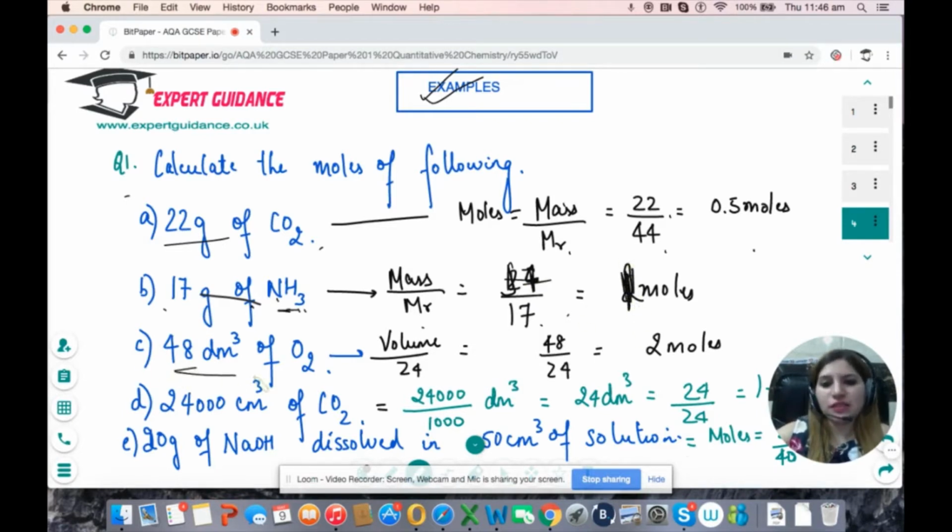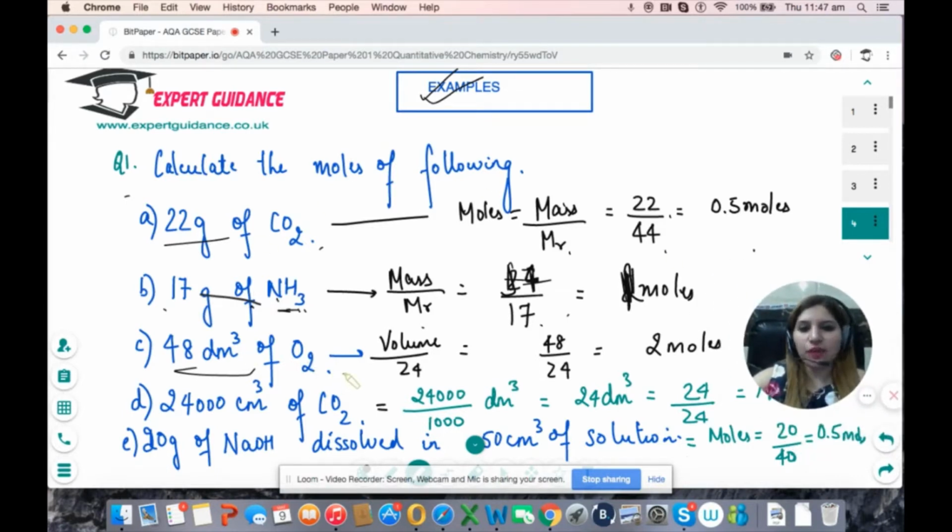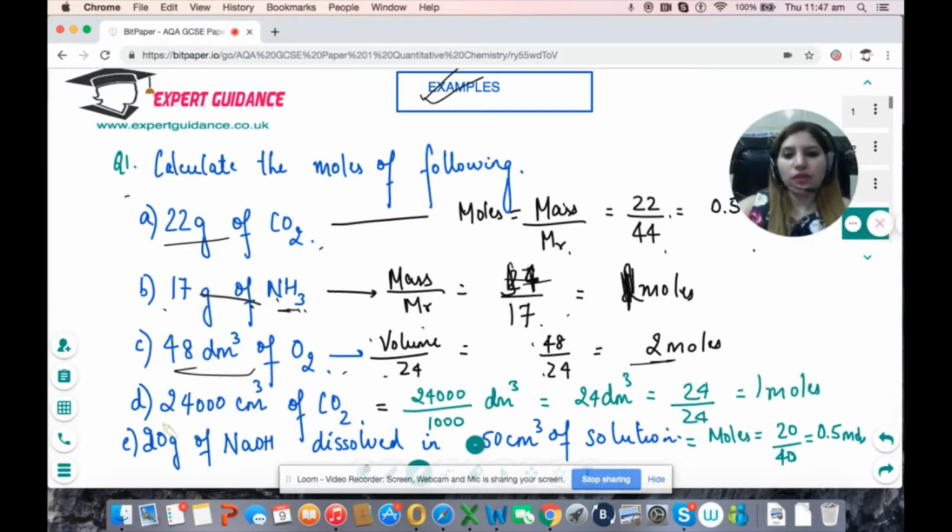Next, 48 decimeter cube of oxygen. If you remember, volume divided by 24 is moles. So 48 divided by 24 is 2 moles. For 24,000 centimeter cube of carbon dioxide, remember, you need to convert it into dm cube. So divide by 1000, that gives you 24 dm cube. And moles is the volume divided by 24, so that is 1 mole. Next is 20 grams of sodium hydroxide dissolved in 50 centimeter cube of solution.